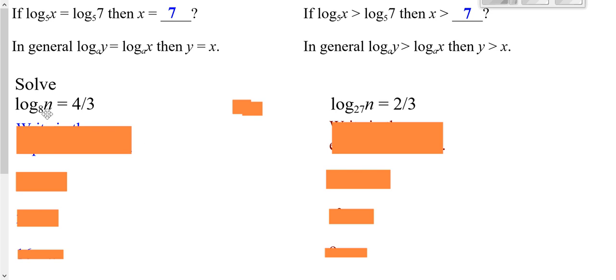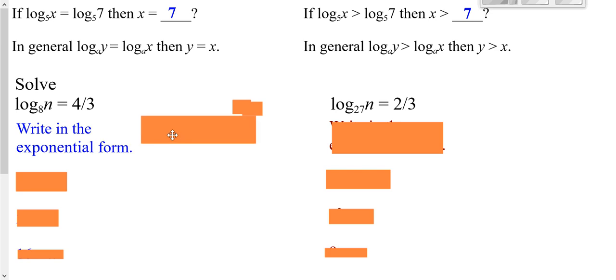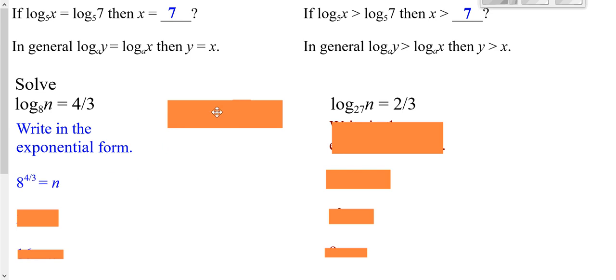So in solving something like this, there's nothing we can do at this point in the log form. All we have to do is go from the log form and rewrite it in the exponential form. That takes our base, swings it over, and hits this up as the exponent. So we get n equals 8 raised to the 4/3. That means we do the cube root and then take the 4th power. The cube root of 8 is 2, take it to the 4th power, and we get 16.